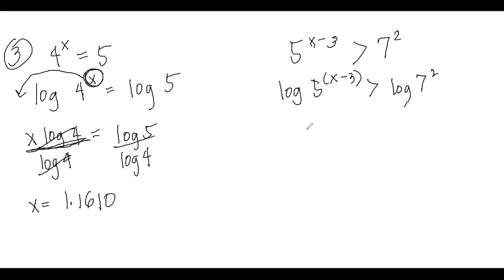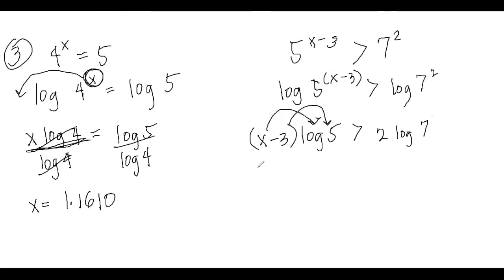So ibaba natin yung mga exponent. So we have x minus 3, buo yan ha, times logarithm of 5 is greater than 2 logarithm of 7. Tapos ito, we need to distribute. Okay? So we have x logarithm of 5 minus 3 logarithm of 5 is greater than 2 logarithm of 7.